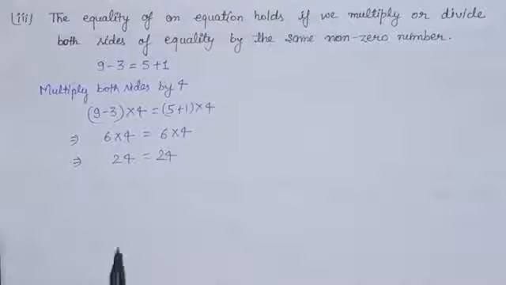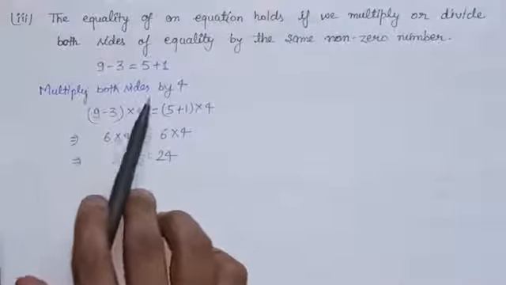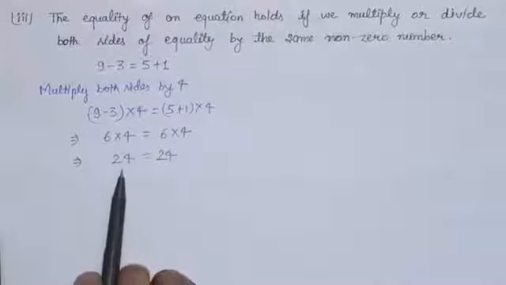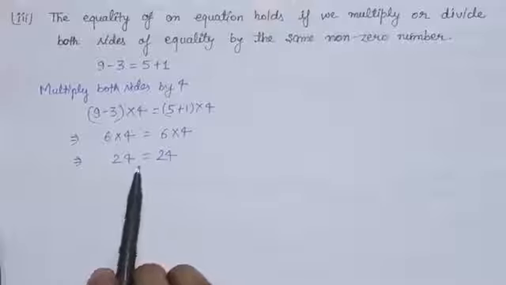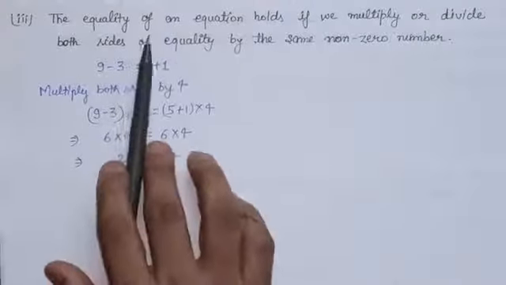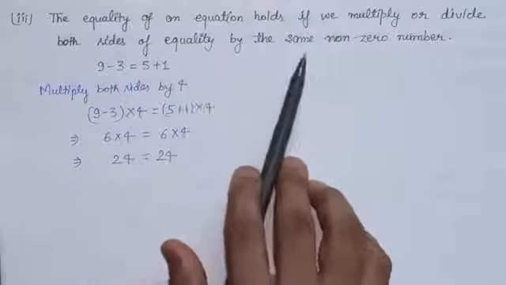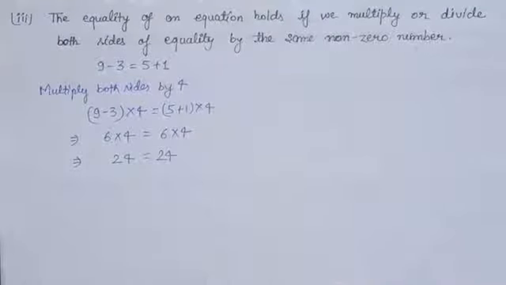Again you can see that when we multiply both sides of this equation by the same non-zero number, we obtain that the values of LHS and RHS are the same. That's why we can say that the equality of an equation holds if we multiply both sides of the equality by the same non-zero number.